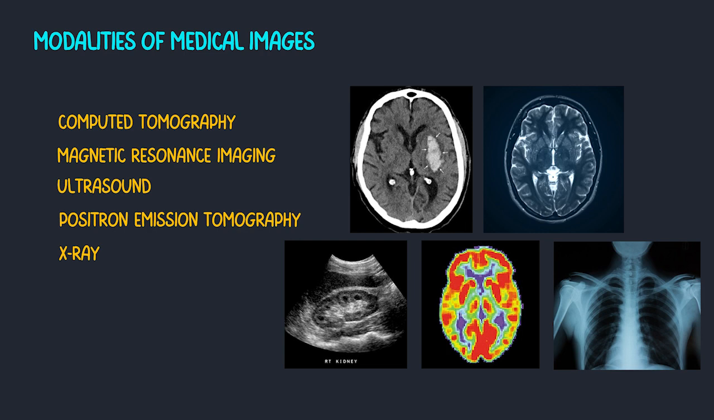Next, modalities of medical images. Medical imaging modalities are various techniques and technologies used to create images of the human body for diagnostic and therapeutic purposes. These modalities differ in the type of energy they use and the kind of images they produce. Here are some common modalities of medical imaging: computed tomography, magnetic resonance imaging, ultrasound, positron emission tomography, X-ray.